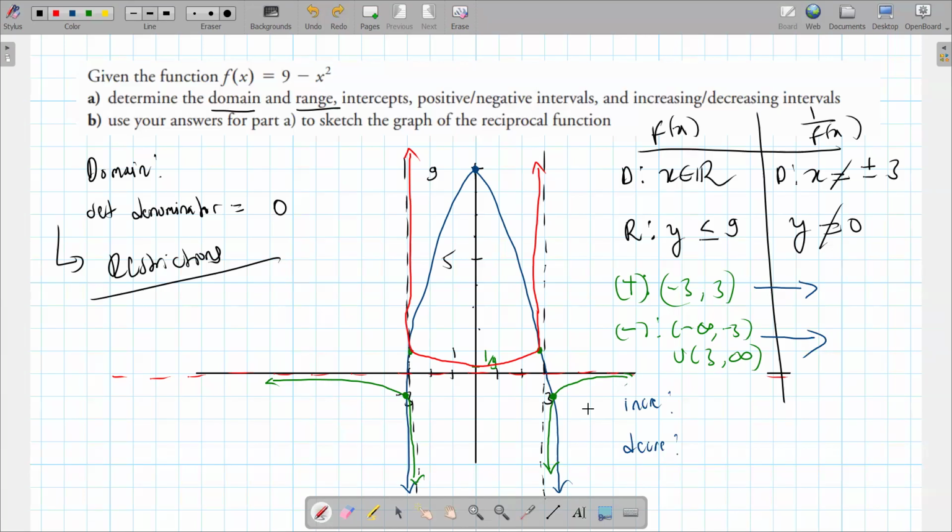No, no, for the OG, for the quadratic. Yes, and it's decreasing when x is greater than zero, right? What about for the reciprocal function? Now we're talking about the flipped. When is that increasing? When is the slope of the tangent for the reciprocal function increasing?